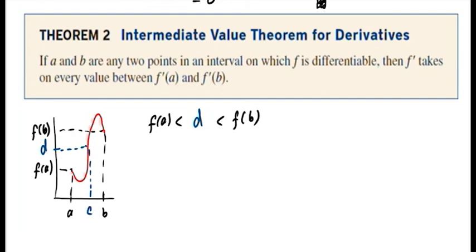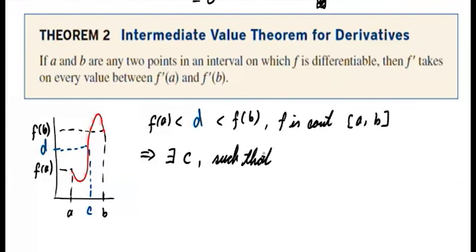So if this is the case, and f is continuous on the closed interval a, b, then, remember that arrow, if then, there exists a c within a, b such that f of c is equal to d.